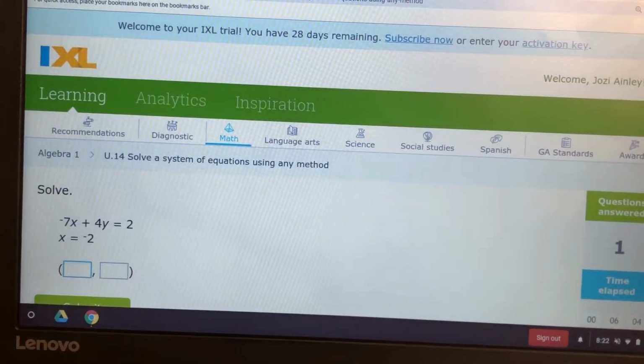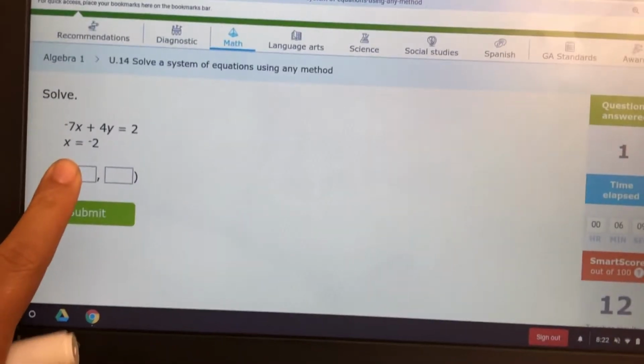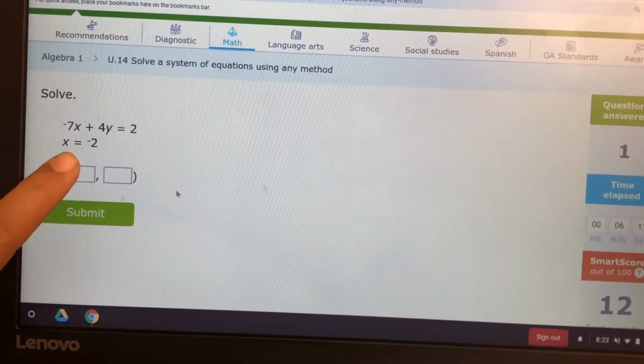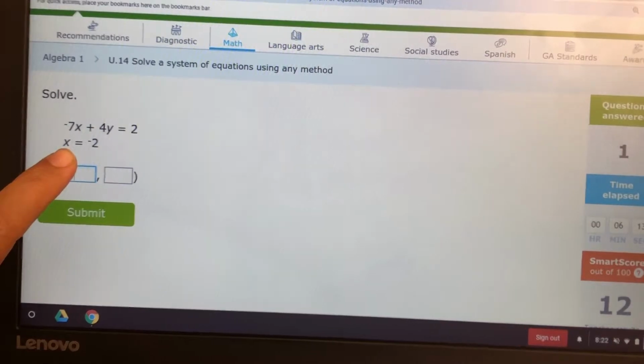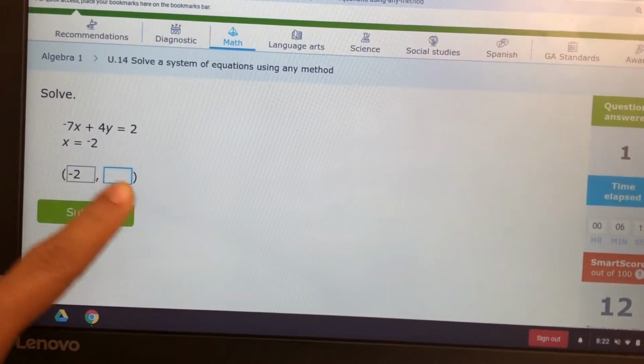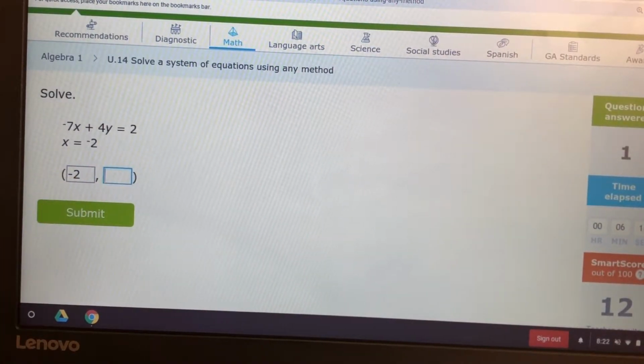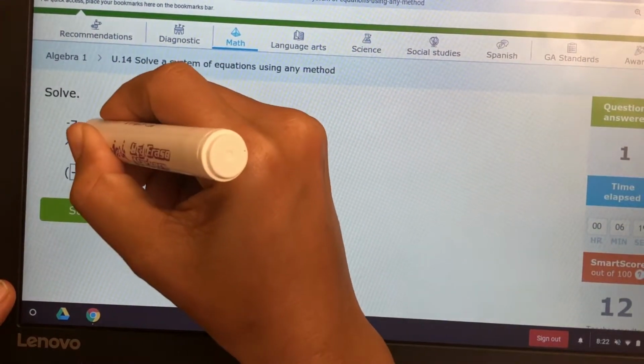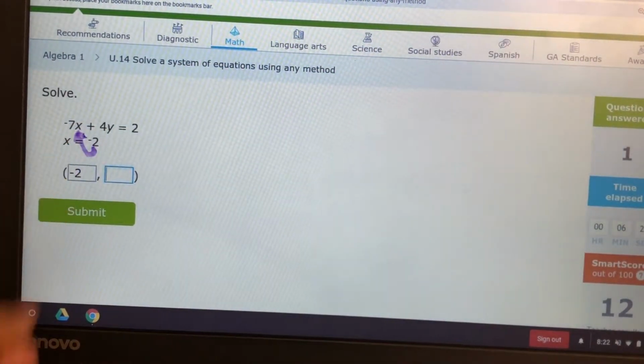What about this question? What would be the best method to do this question? Substitution. Again, why is that? Because they already tell me what x is. They're saying x is -2, so I'm going to put in -2 here. Okay. Now all I'm going to do is substitute. Where I see x, I'm going to put in -2. So over there, I'm just going to plug in -2.